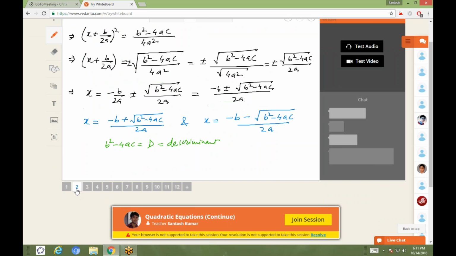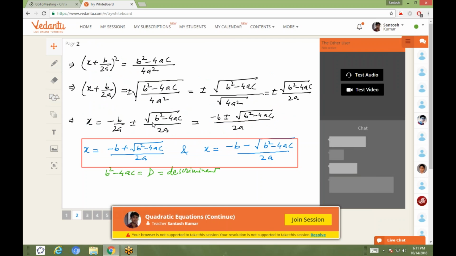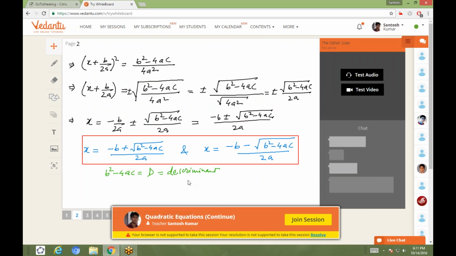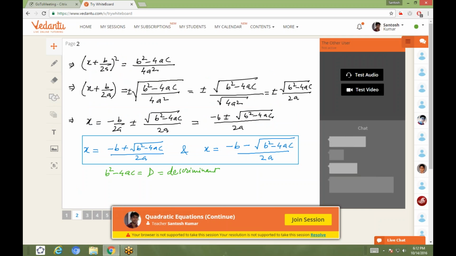So this is what we have got using the quadratic formula. This is what we call the quadratic formula. Right? Chirag, your voice is not coming through properly. Sir, I am asking, is it the quadratic formula? This is the quadratic formula.